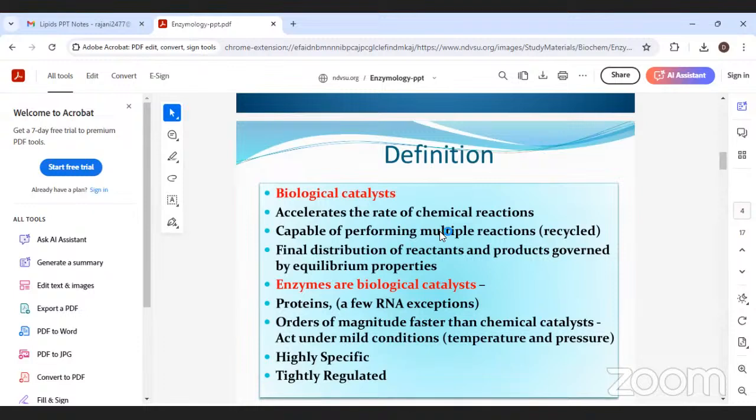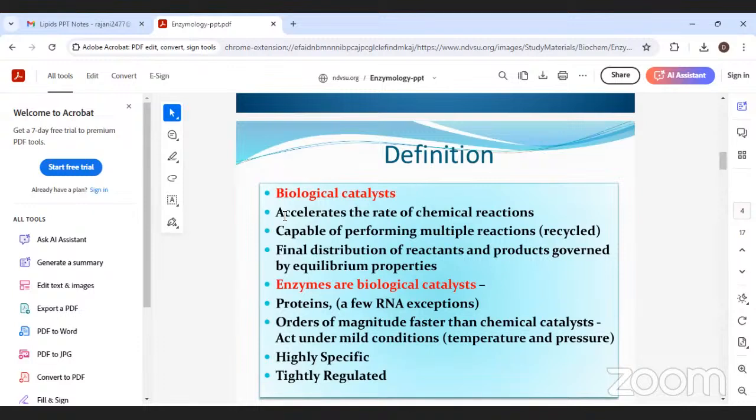They also differ in their remarkable specific action, which is probably controlled by their protein structure. Broadly, enzymes carry out two important functions in living organisms. One is biological catalysis.